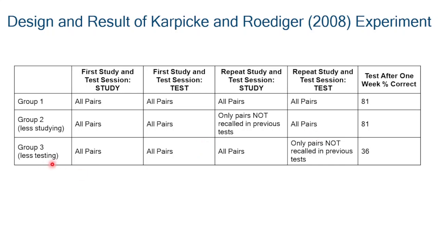Then group 3 had less testing. In this session, they studied all the pairs again, whereas in the repeat test session, all pairs were tested for groups 1 and 2, while for group 3 only the pairs not recalled in the previous test were given to them. The result after 1 week of testing is that group 1 and group 2 have 81% correct, whereas group 3 only has 36% correct answers in relation to what they studied.